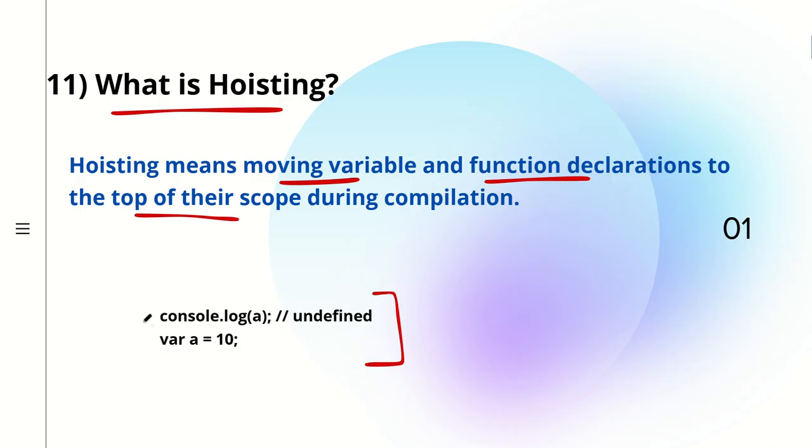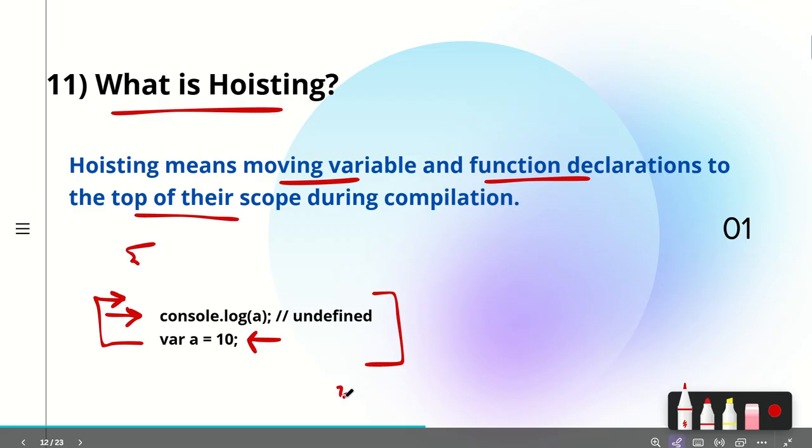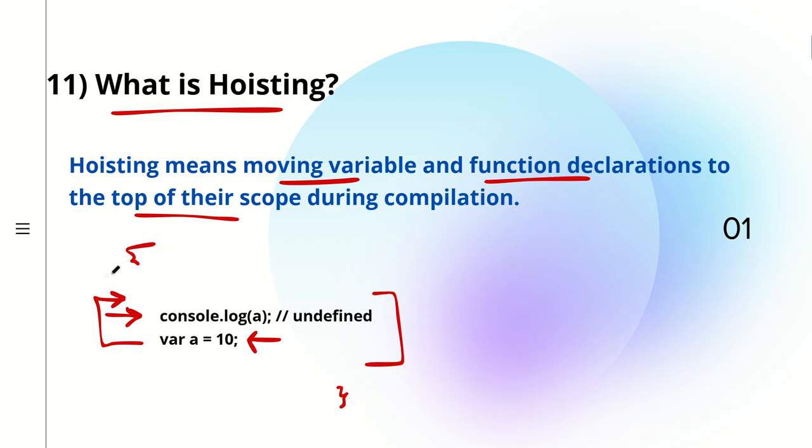In this example, you can see we are using console.log with a, a variable which is declared in the second line. So we are using a variable which is not even declared above it. What hoisting does is move this variable declaration or function declaration to the top of its scope, which would be the scope of this block of code. So whenever you try to access the variable, it gives you the value undefined, not an error.